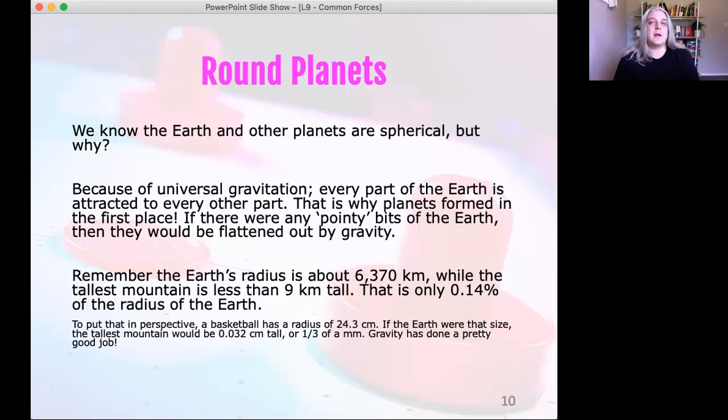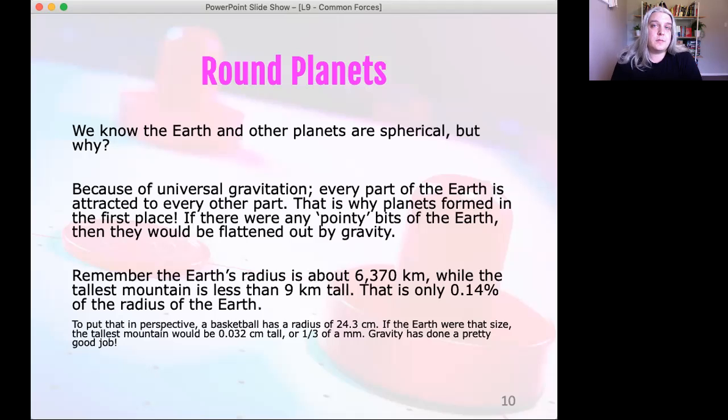Less than 9 kilometers versus over 6,000 kilometers. It's about 0.14% of the radius of Earth. So it's actually really, really small height differentials between the tallest points on Earth and the lowest points on Earth in terms of those surface heights from the center of the Earth. Very tiny differences. Just that small text there is just to put it in perspective if you want to visualize that in a different way.